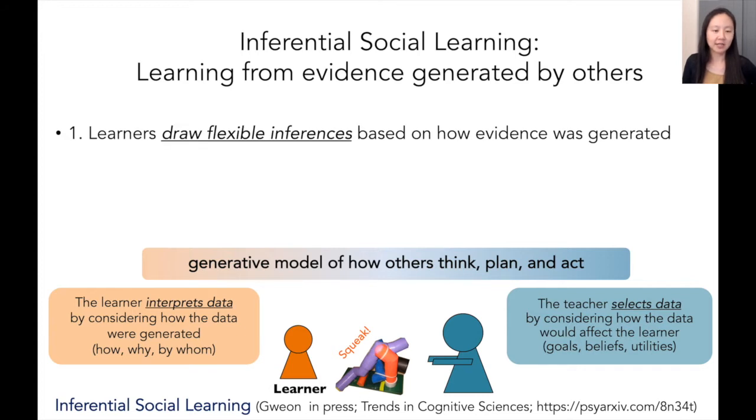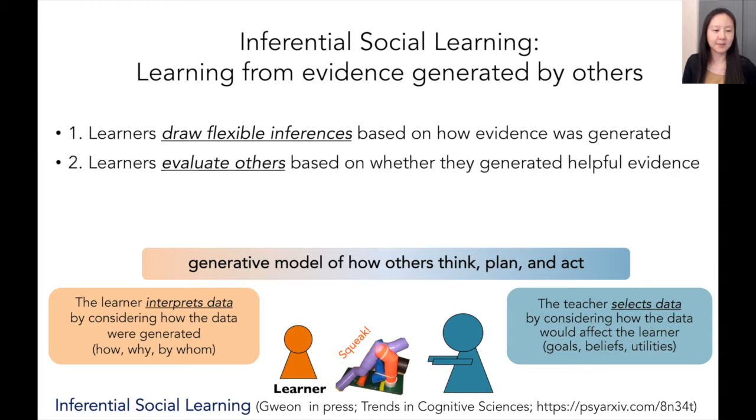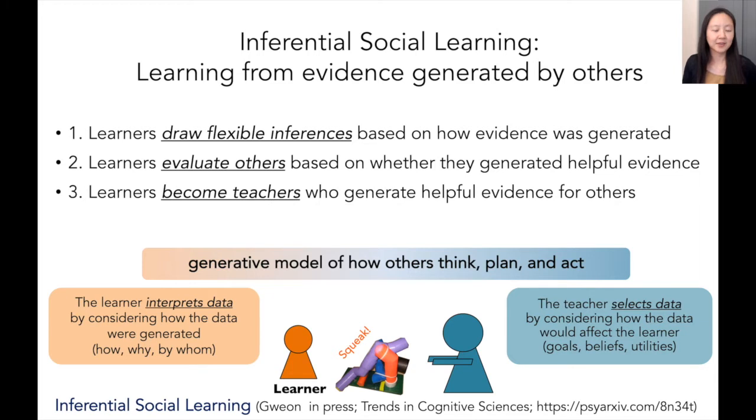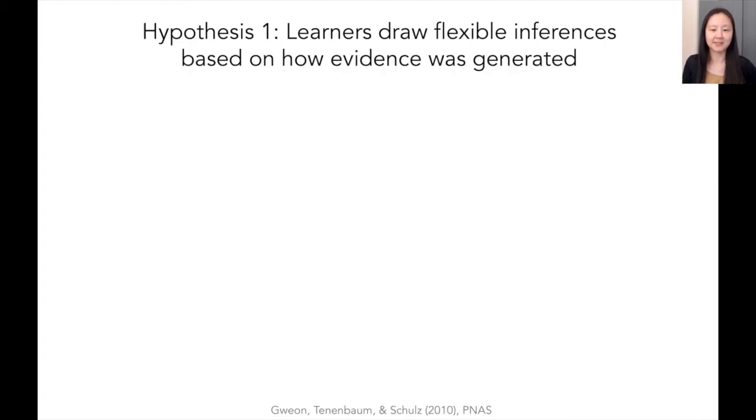First, learners can draw flexible inferences based on how the evidence was generated. Second, learners can evaluate teachers based on whether they generated helpful evidence, whether other people generated helpful evidence. And third, learners can become teachers. If they understand what it means to generate helpful evidence, they ought to be able to do the same for others to help others learn. So let's first take a look at the first hypothesis.